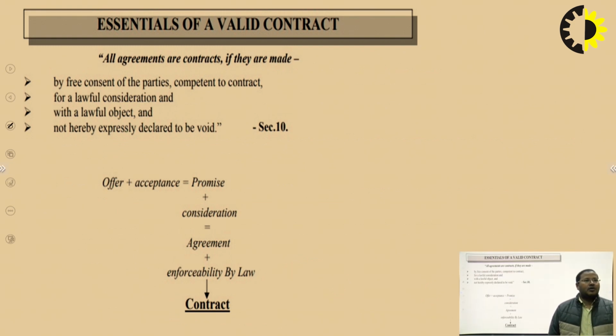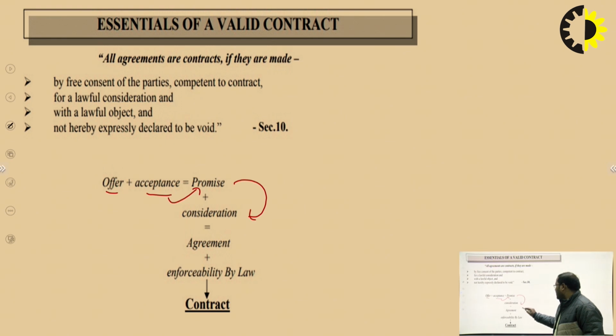All agreements are contracts if they are made by the free consent of parties competent to contract, for a lawful consideration and with a lawful object, and are not hereby expressly declared to be void. Section 10. Offer plus acceptance gives a promise. Promise and consideration are combined, then it gives the result as an agreement. If the agreement is enforceable by law, then it becomes the contract.